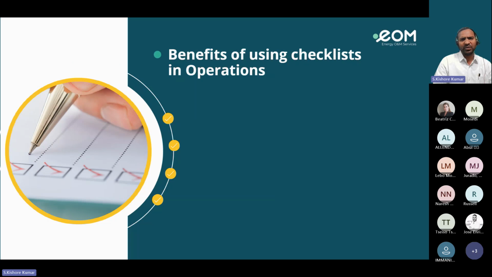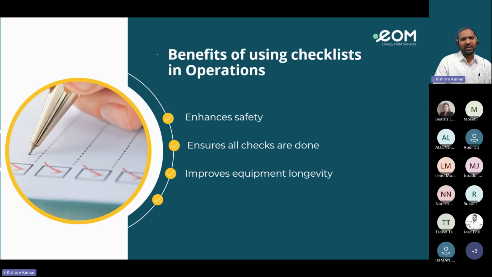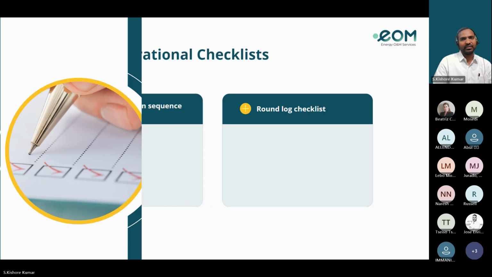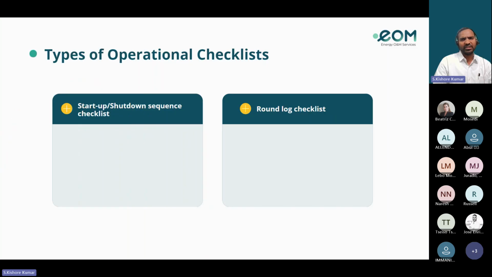So what are the benefits of using checklists in operations? Well, it reduces human error and enhances safety. And also it ensures all pre-start and operational checks are performed. And also it improves equipment longevity and operational efficiency. And also it provides a record for audits, compliance, and troubleshooting. So what are the types of checklists? There are two types of checklists: startup or shutdown sequence checklist and round log checklist.